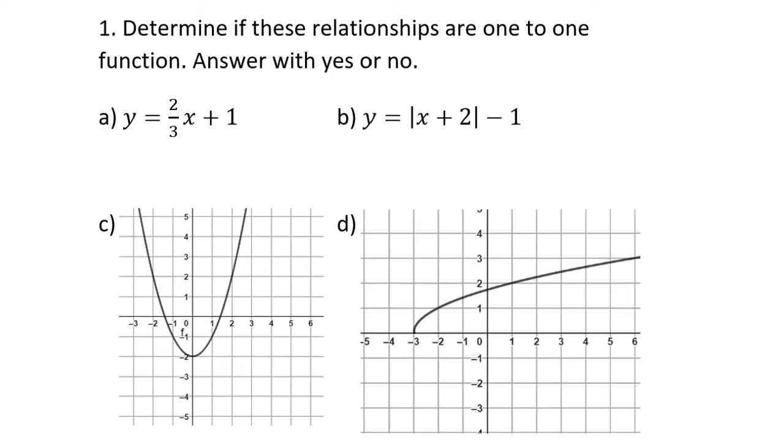If we draw a horizontal line and hit that line one time, we know its inverse is a function. And if the original is a function and the inverse is a function, then we have a one-to-one function. So I'm going to look at each one of these relationships and determine if the inverse is a function and therefore figuring out if it's a one-to-one function.